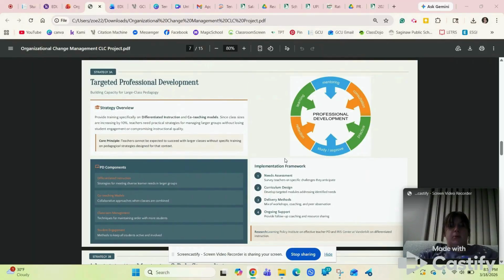So to implement this, we will use a needs assessment to find where teachers are facing challenges in the room. We will go over curriculum design to find out where the curriculum is failing the teacher's needs. We will go over the delivery methods of this professional development, as not all methods work for every teacher. And we will provide ongoing support for all teachers with follow-up coaching and resource sharing.